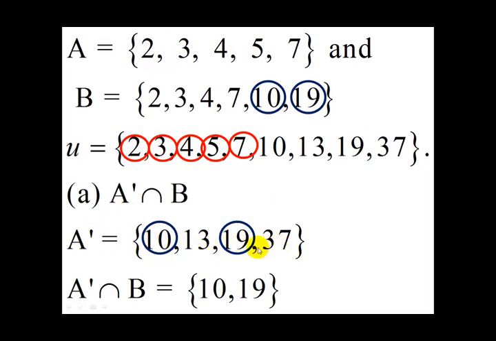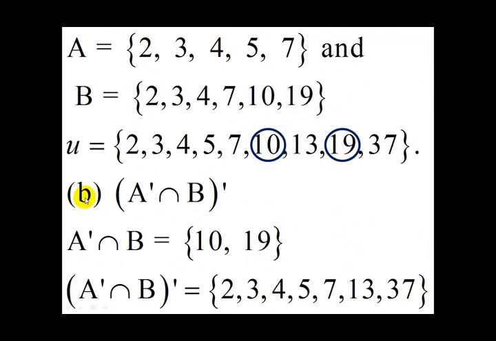Now, you have to find A complement intersection B. We have A complement, and the elements are 10, 13, 19, and 37. And B has been given from the question, that is 2, 3, 4, 7, 10, and 19. So A complement intersection B means that we are to search for elements that belong to A complement and also belong to B. And we can see that the elements are 10 and 19, because 10 and 19 belong to the set B and also belong to the set A complement. Therefore, A complement intersection B is equal to 10, 19.